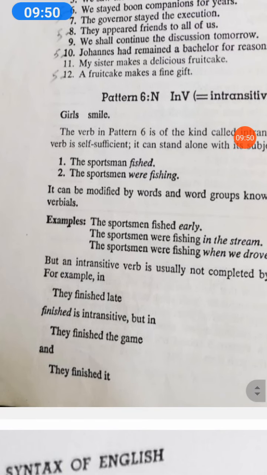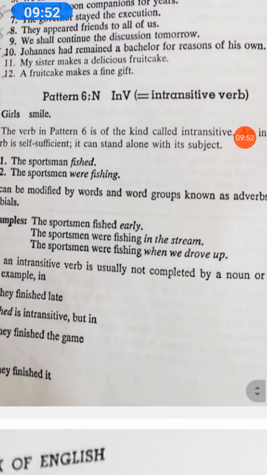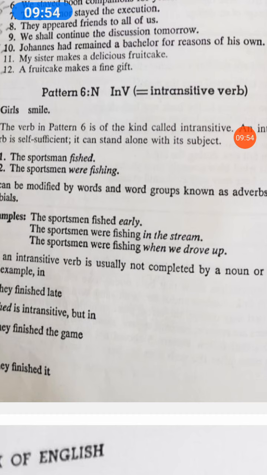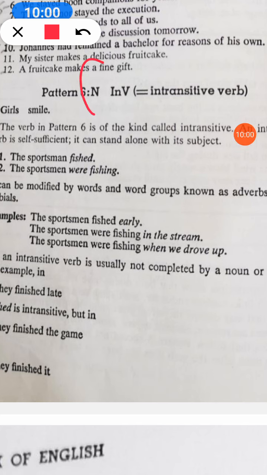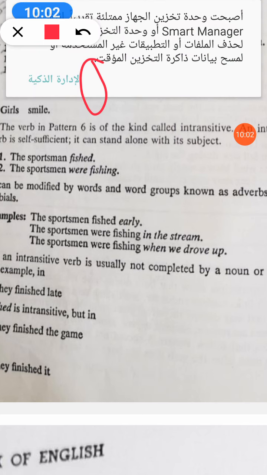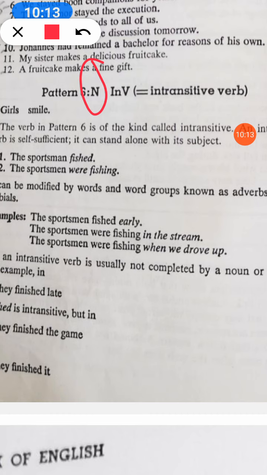Now we move to another pattern, which is pattern number 6, where we will have N, which is the subject, and then we have the intransitive verb, as we will see here, and so on and so forth. N and INV. INV is what? The intransitive verb.